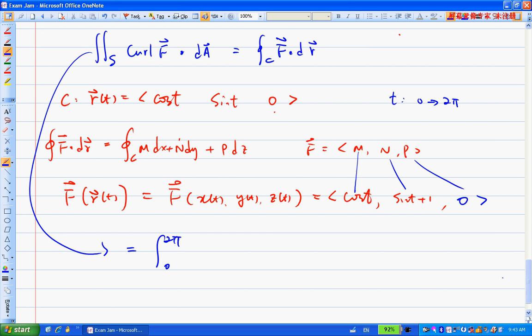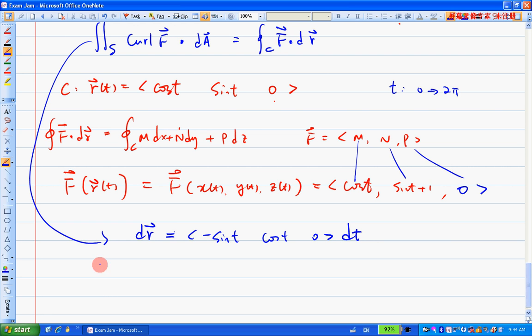Am I right? Oh, hang on a second. Not this dot this, right? This dot dr. So before we do that, let's write down dr first. What's dr? This is r right here. So dr is the derivative: cosine's derivative is negative sine, sine's derivative is cosine, 0, and then dt. So that's dr.